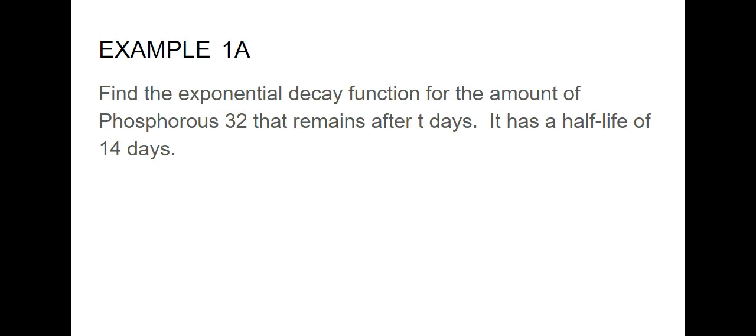So let's look at example 1. This asks us to find the exponential decay function, so the equation, for the amount of phosphorus 32 that remains after t days. The additional information they give us is that it has a half-life of 14 days. So what does a half-life mean? It means that after 14 days, you have half remaining of what you started with. And then you can go another 14 days and you have half of that half, etc.